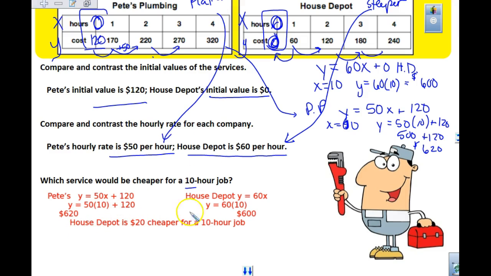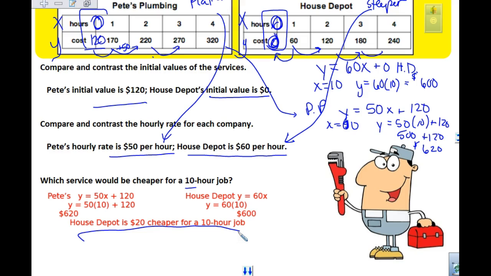So when we look at these two, right, we have our two equations. House Depot is going to be $20 cheaper. And you might not have thought that because it doesn't start out at 0. So what you're going to want to do is replace the variable, just like we did up here. And if you have this work, you don't have to write the work over here again, right? This is the same work.